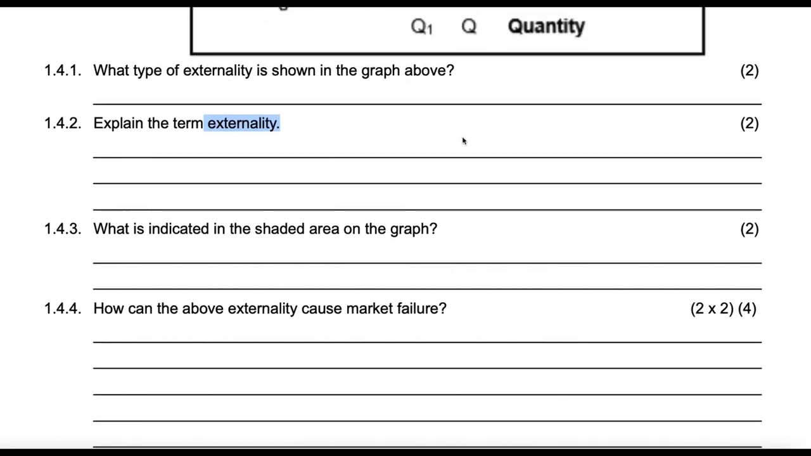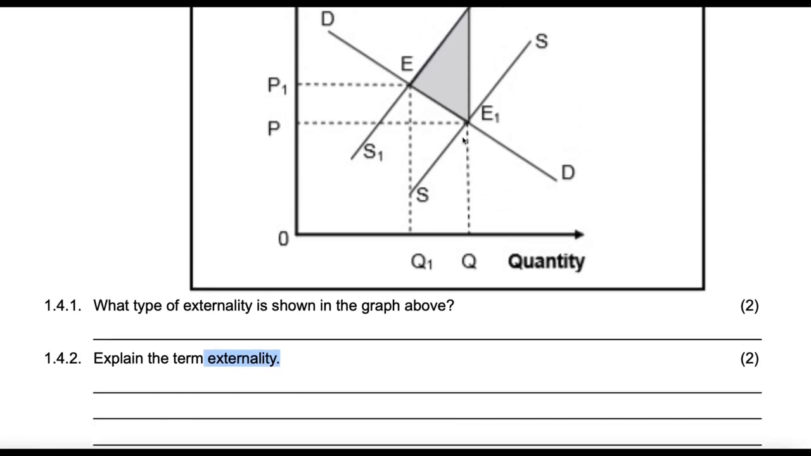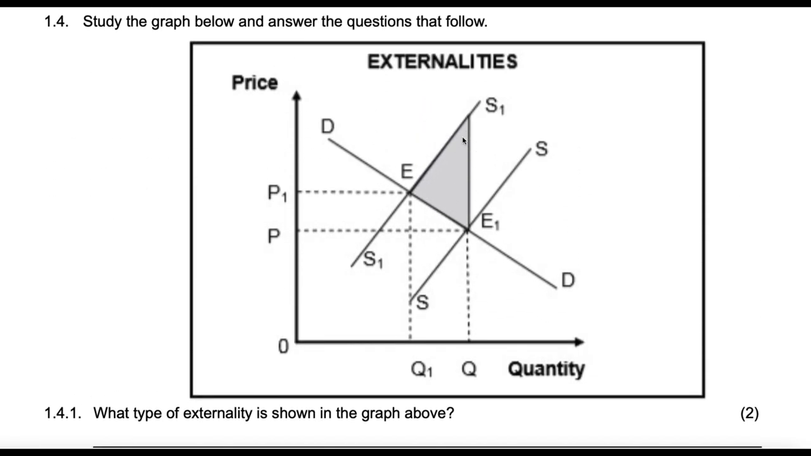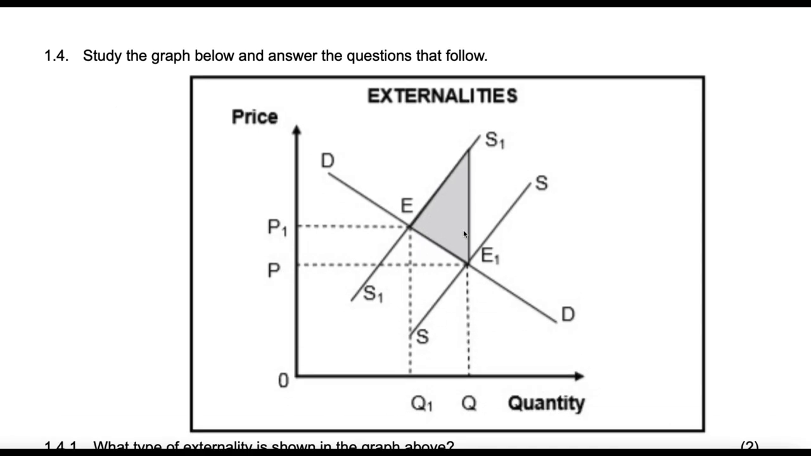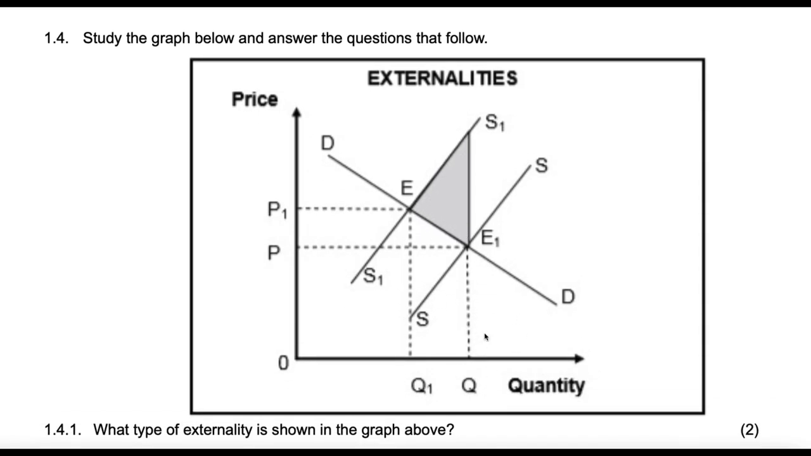The next one is, how can the above externality cause market failure? Okay, so it takes us back to what market failure is. It's failure of markets to allocate resources at an optimum level. With that said, how does this cause it? Yes. Well, it causes a market failure because the market is producing Q instead of Q1. So in a way, it's oversupplying something that is socially harmful. Okay. Markets are oversupplying. In a way, they are failing to allocate resources at an optimum level.